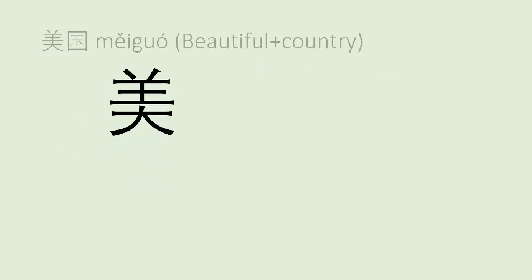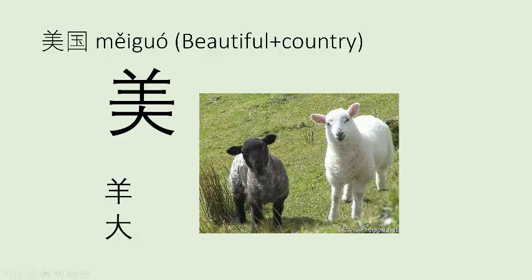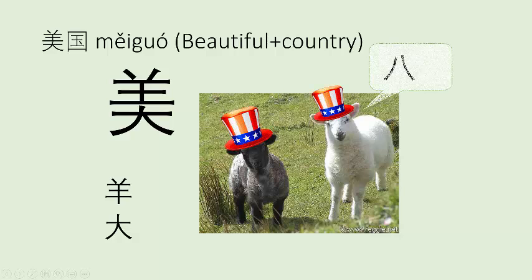The next characters are měiguó, beautiful country. And we've seen before that mei combines the sheep radical and the big radical. Because a big sheep is a beautiful thing, it means you've got wool and food. Mei, ba.